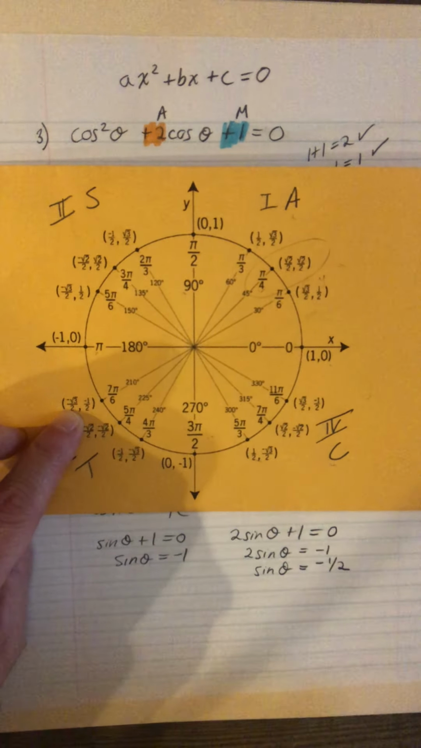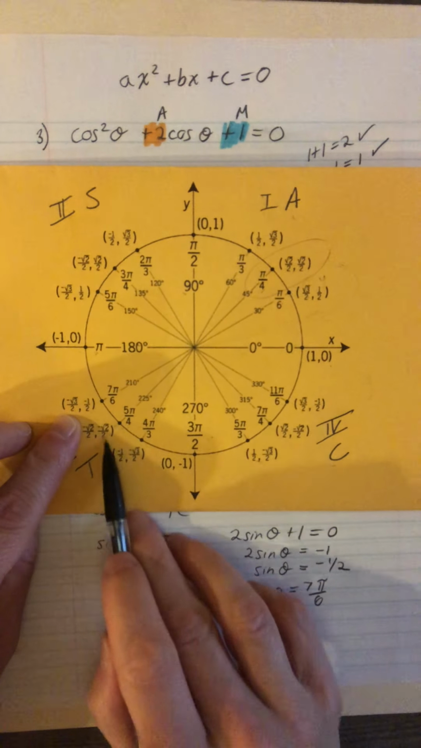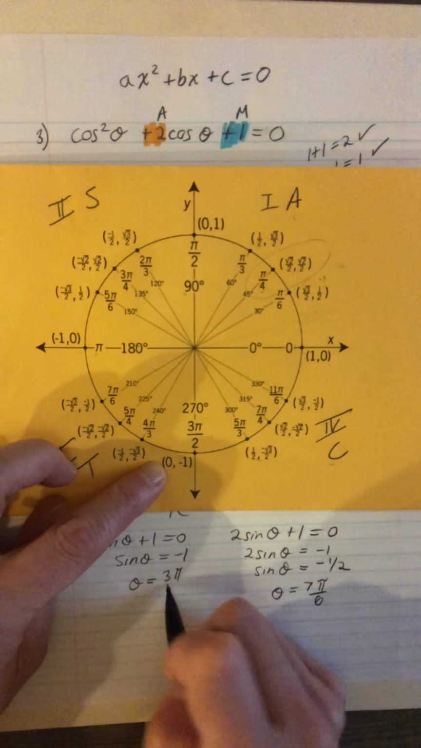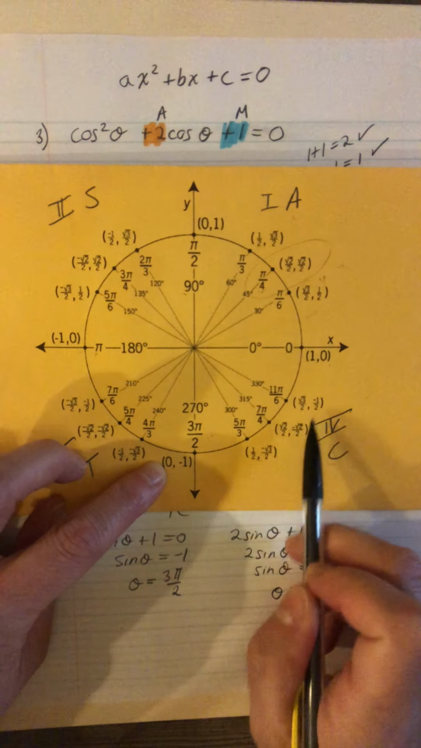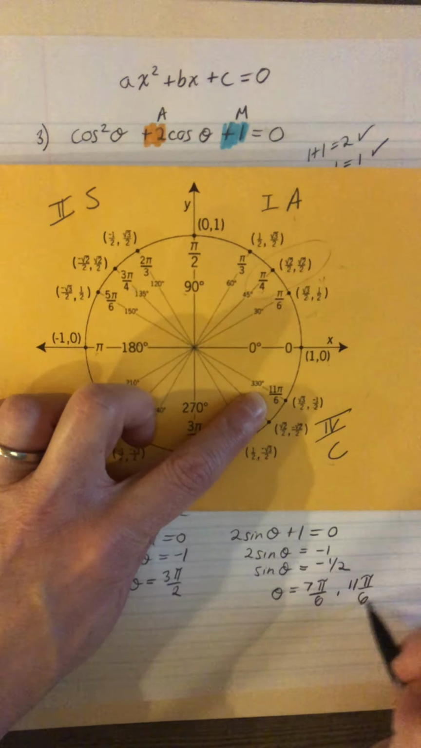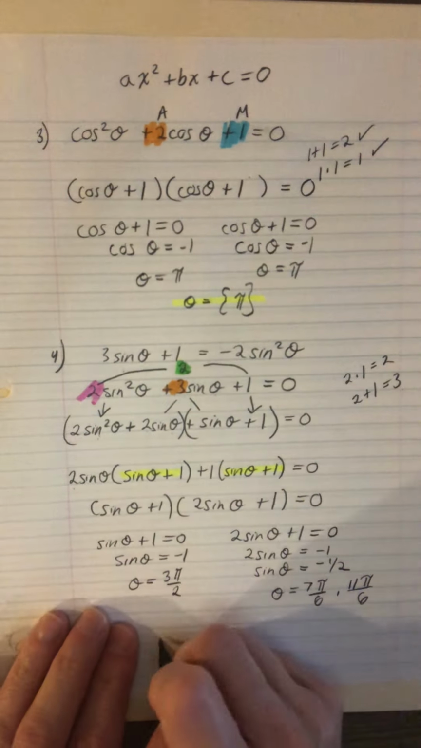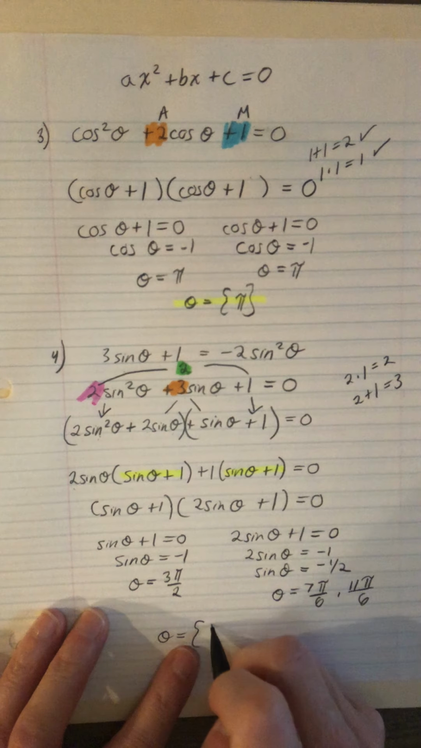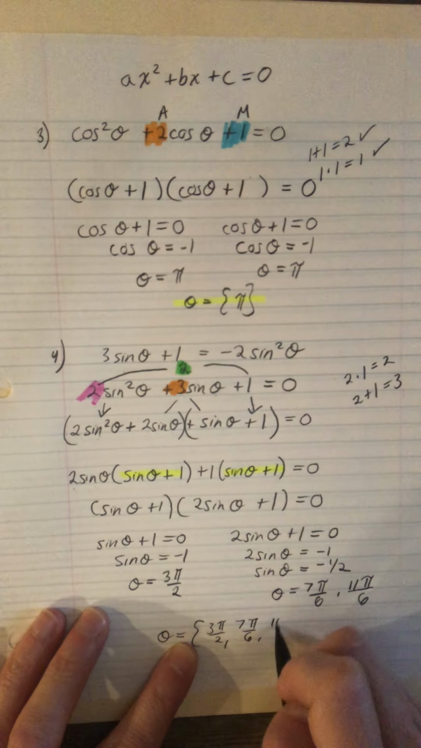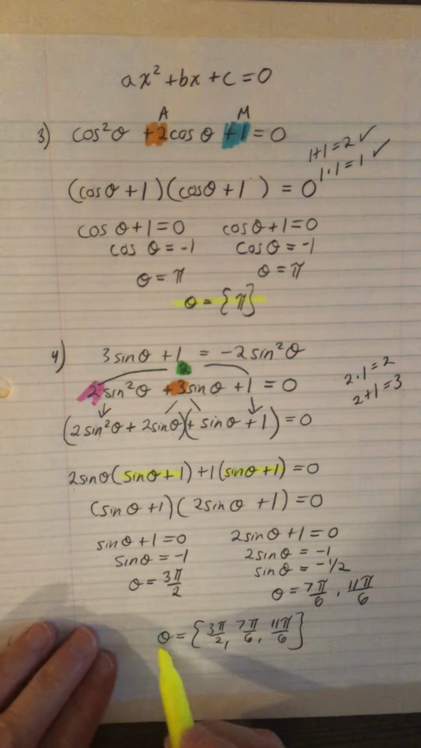That is one of my y's, so that's my, right here, that's a 7 pi over 6. Keep going. I see a negative 1 at here for my 3 pi over 2. Keep going. I see a negative 1/2 as a y at 11 pi over 6. So I hit one revolution. I got all my answers. And for this solution, there are 3. So if I write this out, I have 3 pi over 2, 7 pi over 6, and 11 pi over 6 are the solutions to my trigonometric equation.